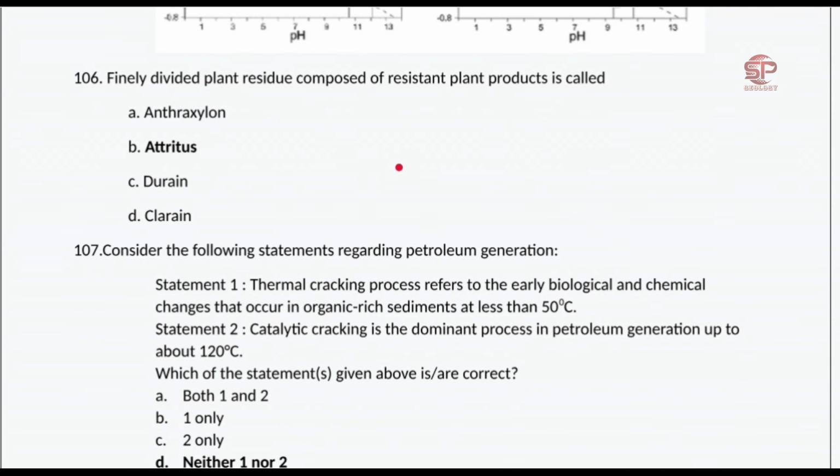Then go to finely divided plant tissue composed of resistant plant product. So it is called detritus. This is also a statement.